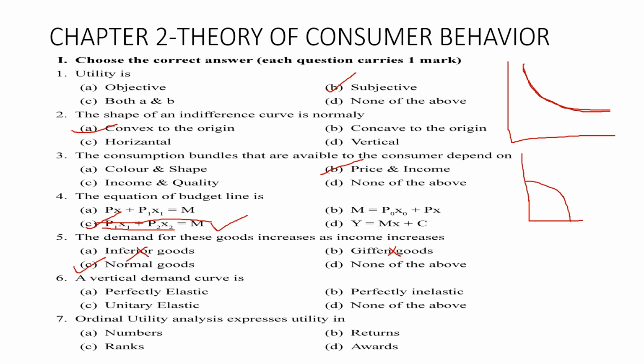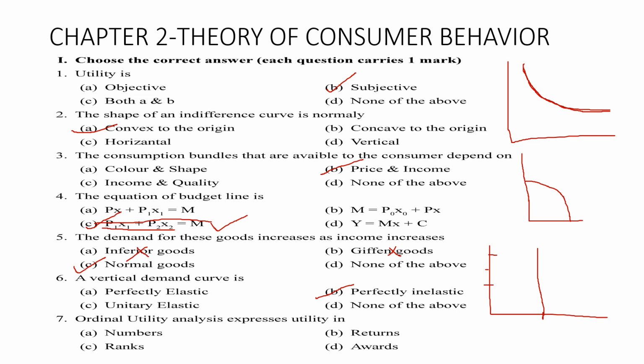Okay. Question number 6. A vertical demand curve. Now what is a vertical demand curve? We have studied the price elasticity of demand. So this is our vertical demand curve. In this case, what will be the elasticity? Elasticity here is perfectly inelastic. However much you change the price, demand stays at this point only. It is not increasing. Such demand we call perfectly inelastic. So vertical demand curve is perfectly inelastic.